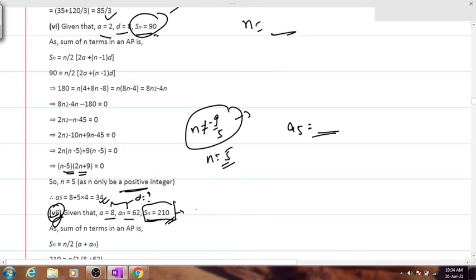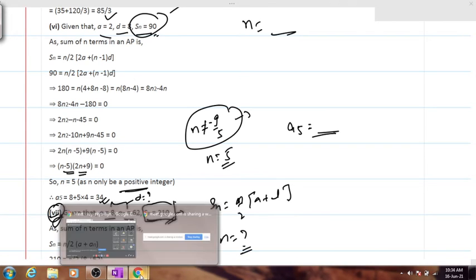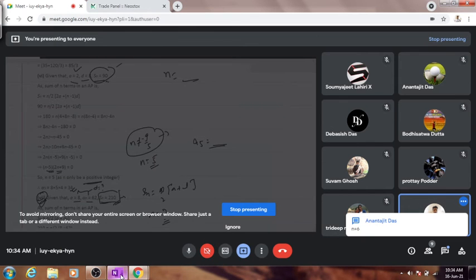So you'll use the formula Sn is equal to n by 2 (a plus l). This formula you'll use to calculate the value for n. Tell me the value for n now, fast. It's a simple one. Very good, Anantajit.